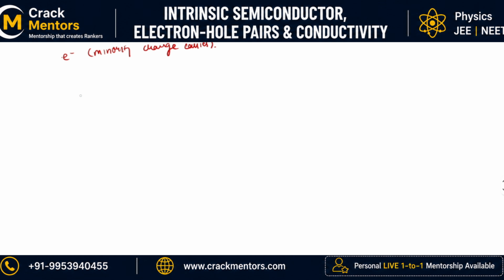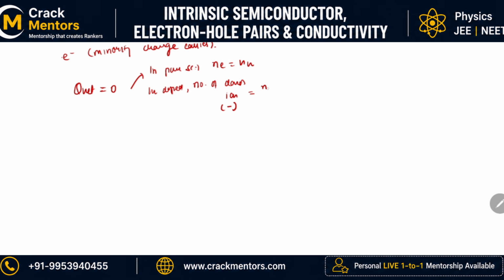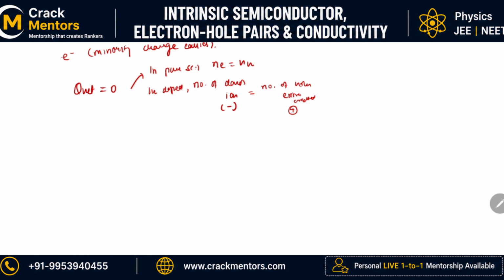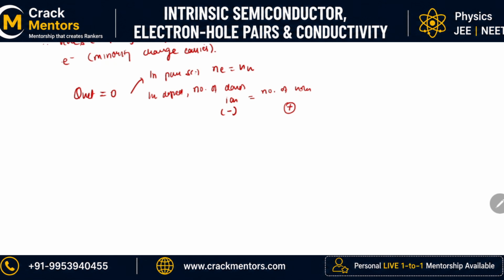Still, I can say that the net charge over here is 0. Why is the net charge 0? Because in a pure semiconductor, the number of holes is equal to the number of electrons, because they were in a bonded state. Now in the doped condition, the number of negatively charged acceptor ions is equal to the number of extra holes created. The holes are a positive charge. So overall, the negative and the positive charge are balanced.